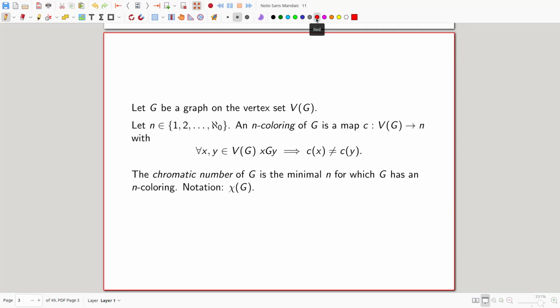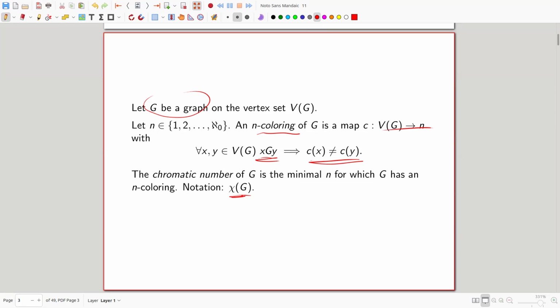What is an n coloring of a graph? We have a graph and we have an n coloring, which means that we want to associate colors to vertices so that adjacent, connected vertices get different colors. This is a proper n coloring, and the chromatic number is the minimal n for which such a coloring exists.